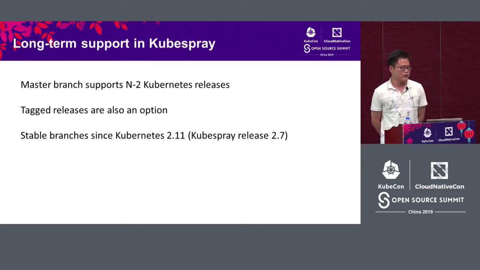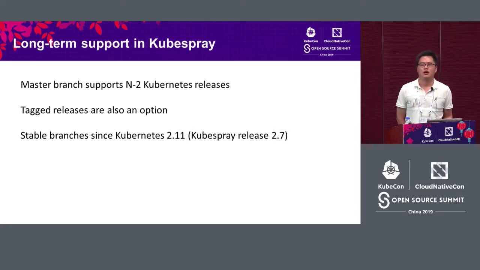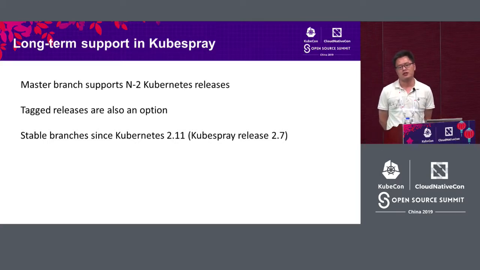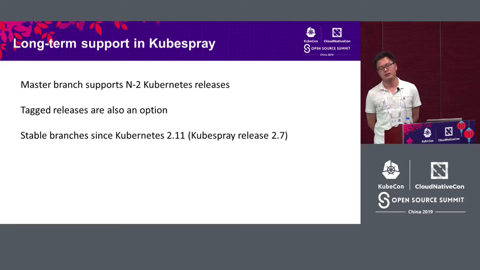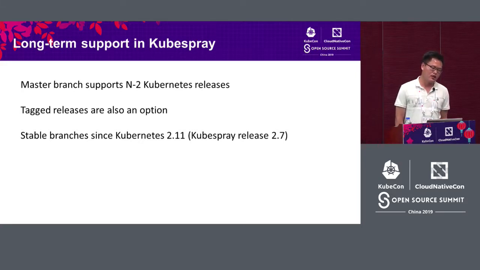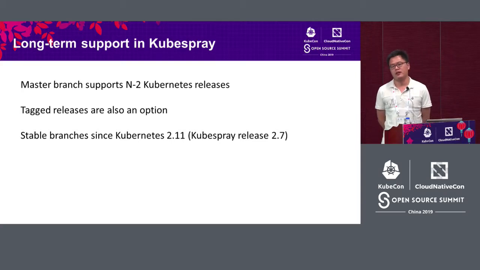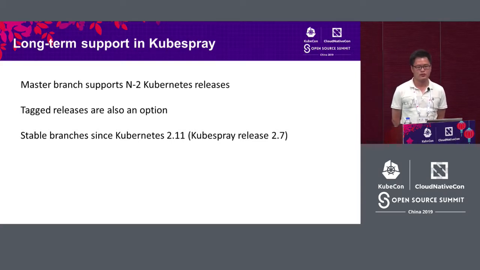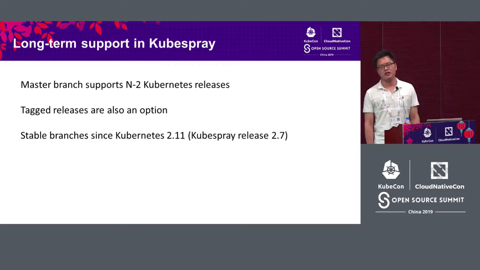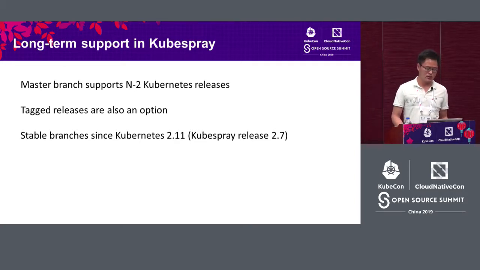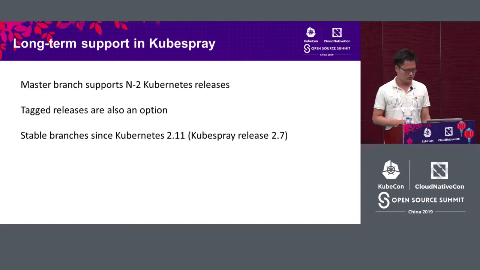Then for the Kubespray release, we support it like this, from 2.0. In the past, we only had the master branch. We only maintained the master branch. The other branches were not that stable. For example, 2.7, 2.8, and later we will support 2.8.1 or 2.8.2. If we have bugs, we can fix them ourselves, and we can also fix the master branch bugs, and if you want a release faster, you can tell us, and we can release it pretty fast.